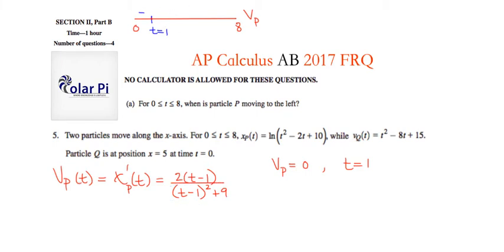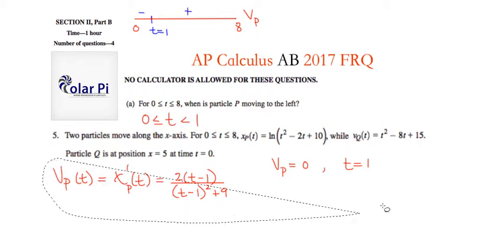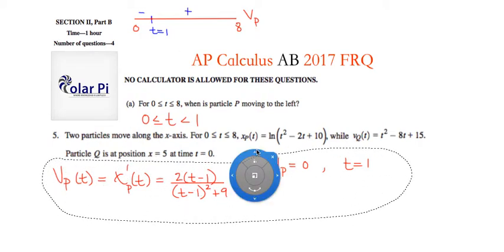Therefore, the answer to part A is 0 is less than or equal to t, which is less than 1. I couldn't say less than or equal to 1 because at t equals 1, the velocity of the particle P is equal to 0. That is, the particle is not moving at t equals 1. That's how we'd answer part A, and let's move to the other parts, parts B, C, and D.